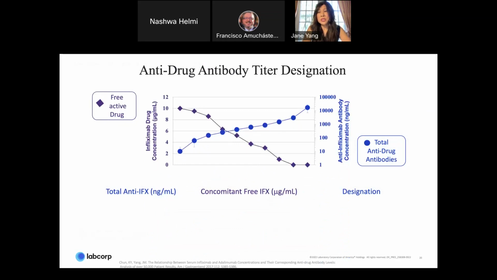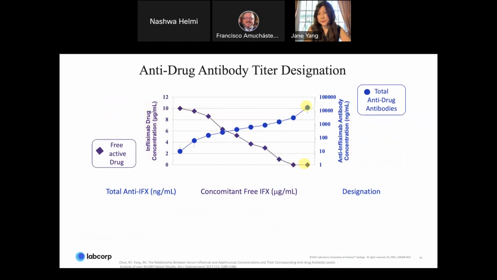The graph that you see here has been generated from our own clinical database of over 2,000 patient samples. The higher the total anti-infliximab antibody, as seen here in blue, the lower the concomitant free infliximab drug level, as seen here in purple. The demonstration of this inverse relationship confirms that both our drug and antidrug antibody assays are working as intended. By analysis of this inverse relationship, we determine cut points.